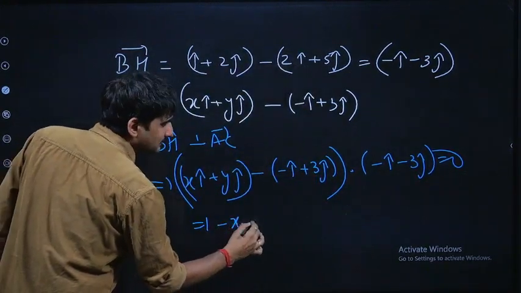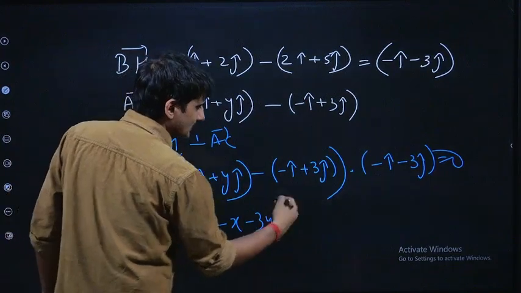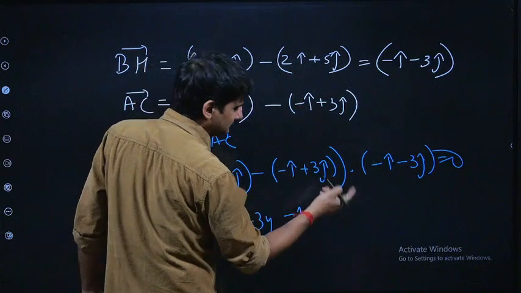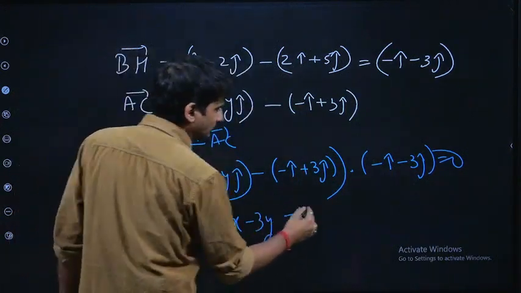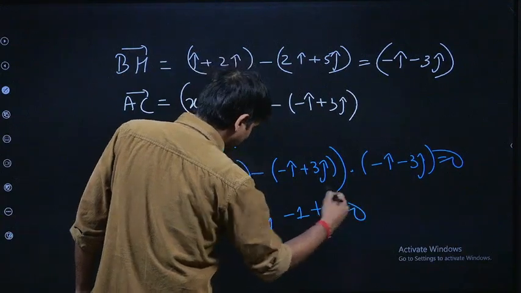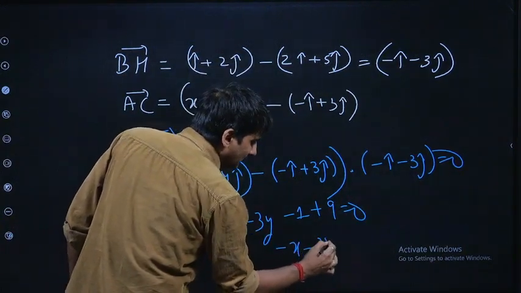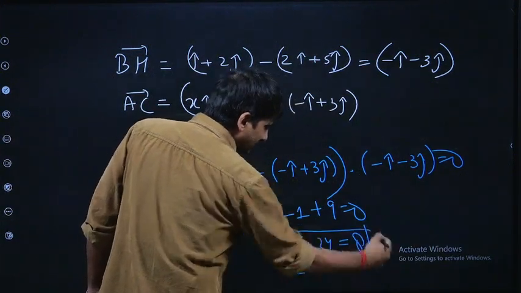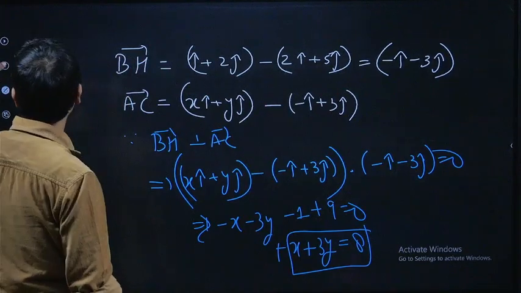So it's minus x minus 3y, and then minus 1, and again there are two minus signs, so plus 9, equal to 0. So minus x minus 3y plus 8 equal to 0, or x plus 3y is equal to 8. That's the second relation. So x plus 3y is equal to 8.